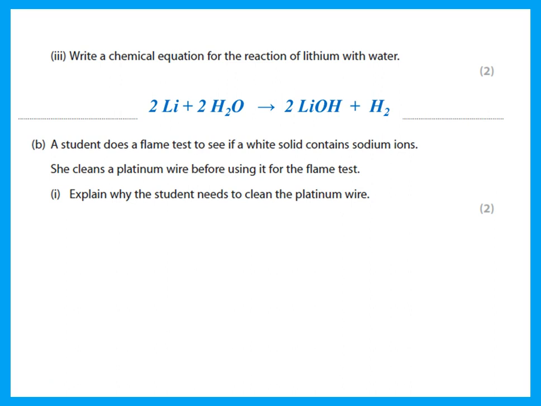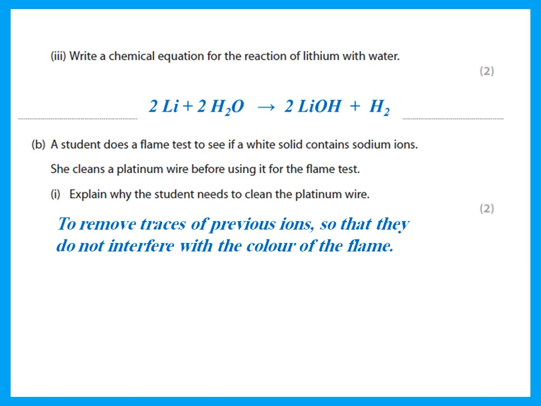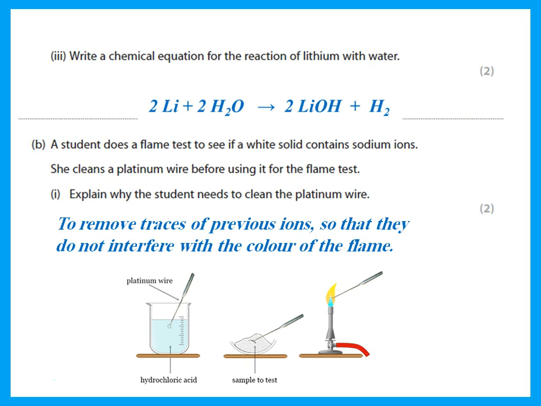We have to balance it so that we have the same number of each element on both sides of the arrow. Then he says a student does a flame test to see if a white solid contains sodium ions. She cleans the platinum wire before using it for the flame test. Explain why the student needs to clean the platinum wire. Remember that we clean the platinum wire to remove traces of any previous ions so that they do not interfere with the color of the flame.